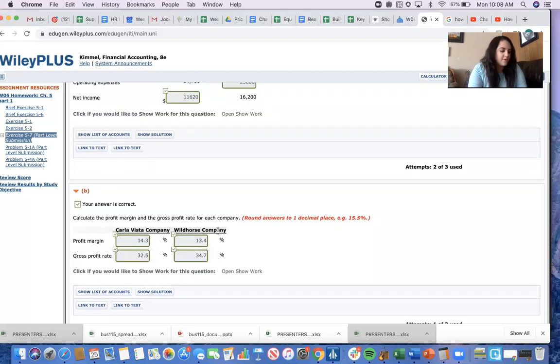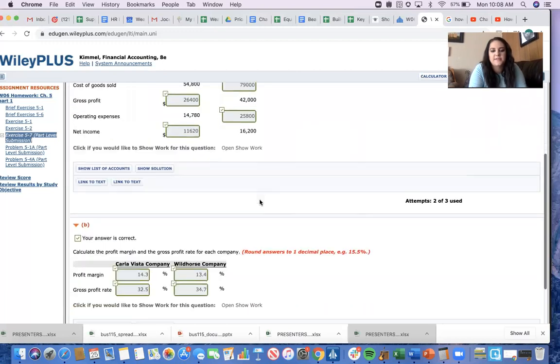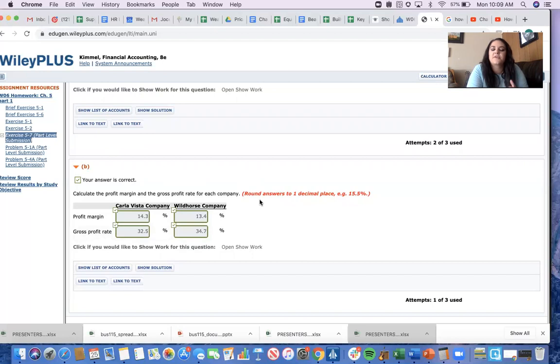All right, gross profit rate for Wild Horse. So we want to take our $42,000 right here and divide it by our $121,000 right here. And then that gives us a percentage rate of 34.7.